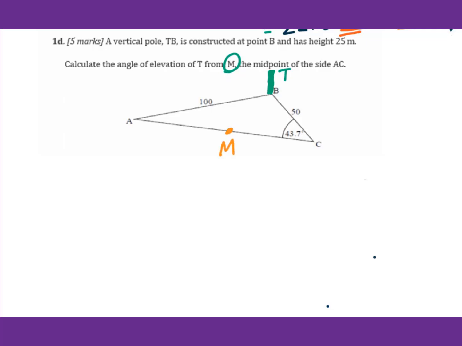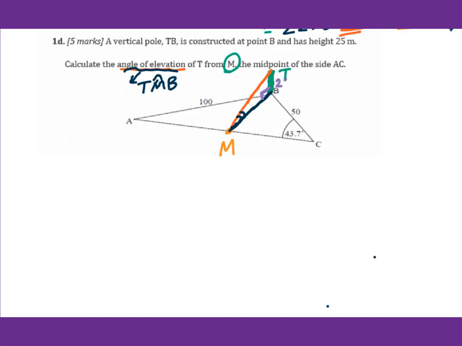Looking for angle of elevation. Therefore, we connect this TM. Then where you can figure out this angle of elevation, you have to connect MB. That's a horizontal line. It's on the ground. Then this will be the angle we are looking for. That's TMB. This is a right triangle.